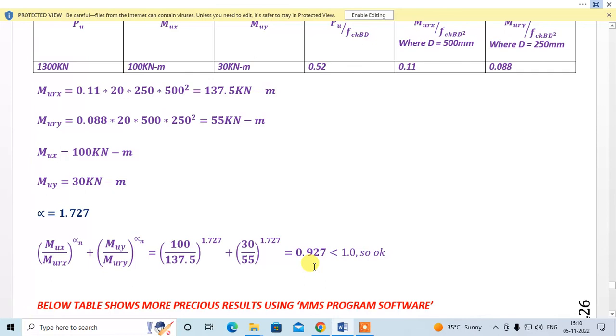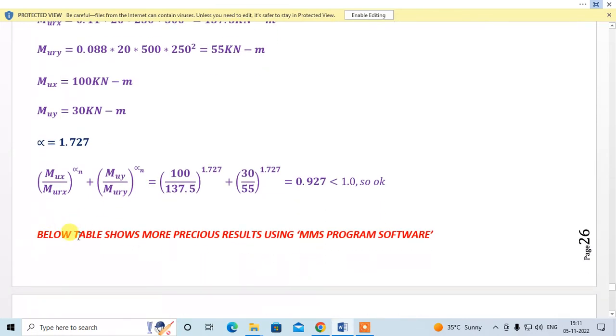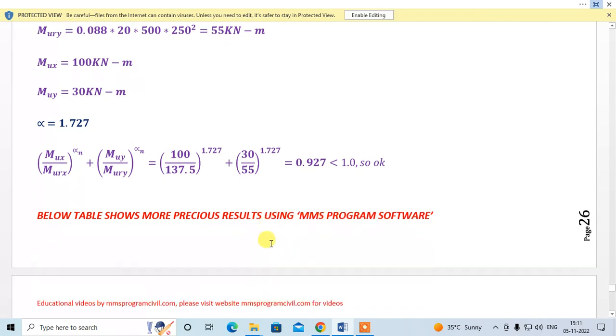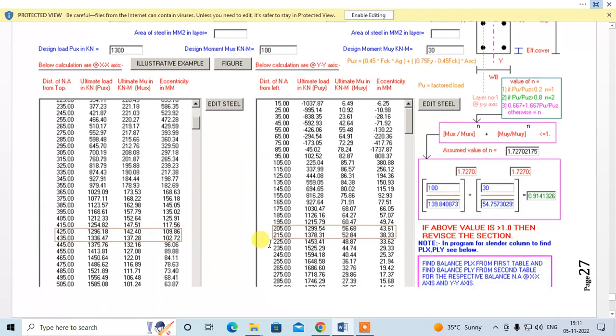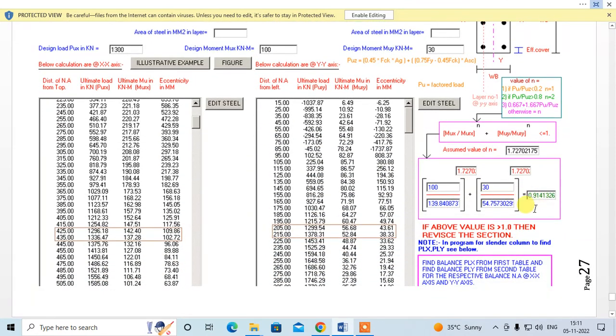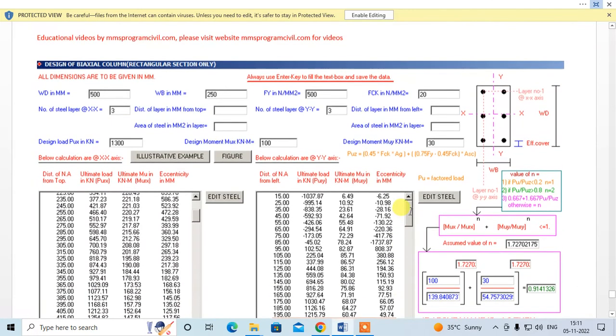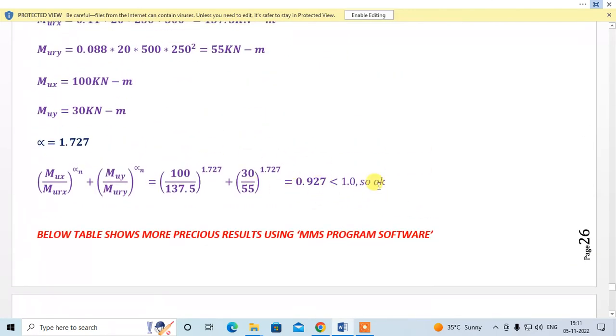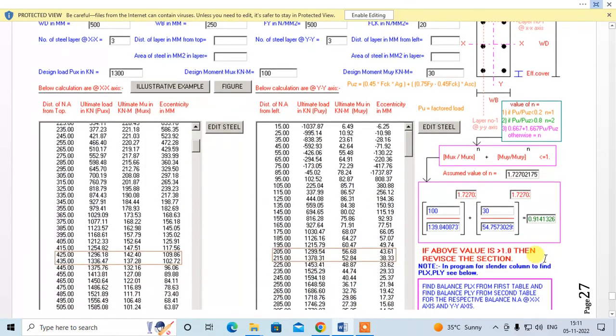So this is how we do the design of a biaxial column. The below table shows a more precise result from MMS Programs software. According to my software, the ratio is found to be 0.914. This is more precise because in the code we do not get the exact values, since we have to assume some values because it's a graph. So this is found to be 0.927 and this is found to be 0.94. But in both cases they are less than 1, so the section is safe.